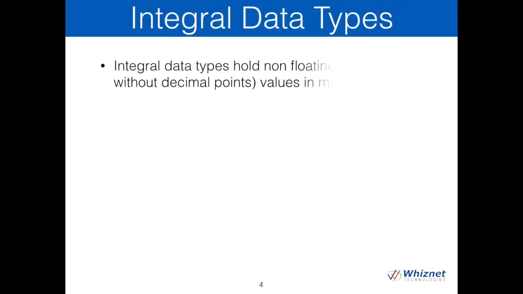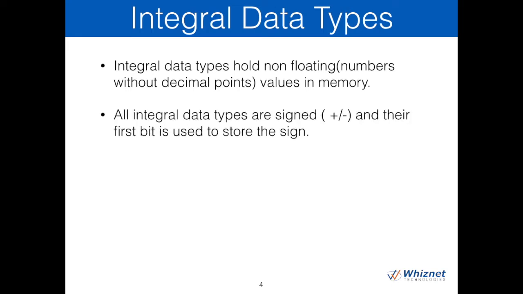Integral data types. Integral data types hold non-floating values in memory. All integral data types are signed and their first bit is used to store the sign. Example: byte p = 10, int i = 2018.